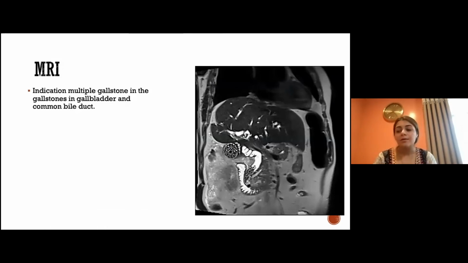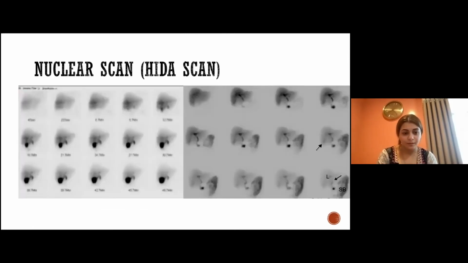You can also pick the same disease up by using MRI. In this case, you'll see multiple large stones in the gallbladder and in the common bile duct. Another imaging test that is very popular and that we also use is the HIDA scan. The HIDA scan is used to diagnose different diseases.